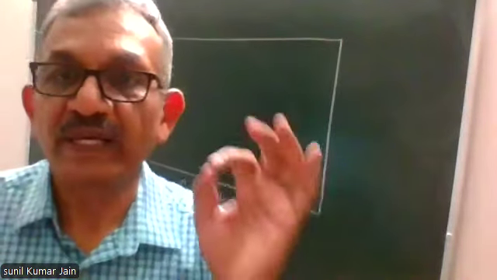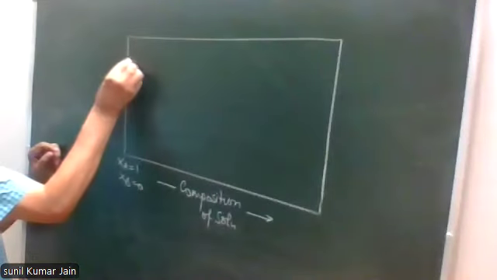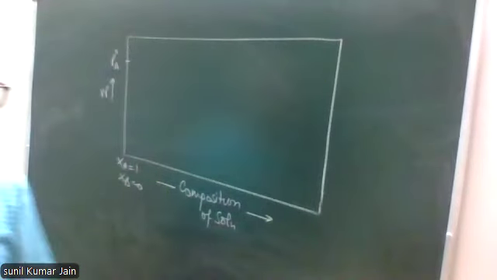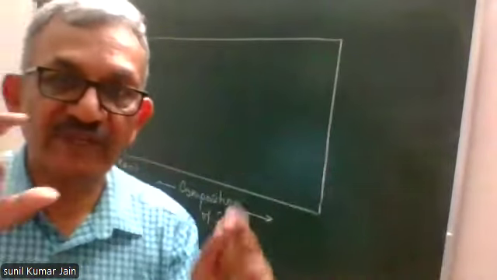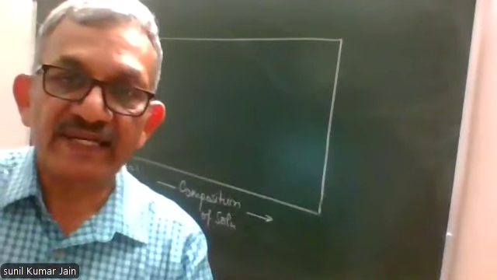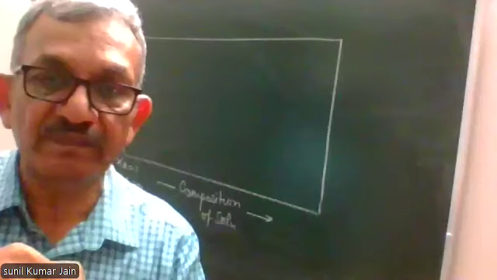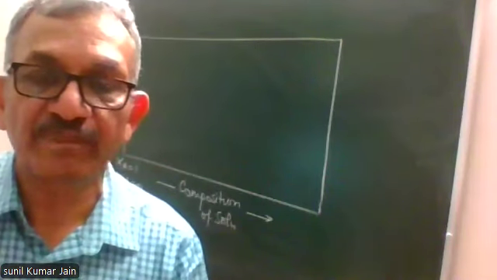Since it is pure A, there's no B, and vapor pressure will be P naught A. So this is, let us say, P naught A. Now, the vessel is very large and I've taken a very small quantity of A. To this pure A, I add some liquid B. I add more and more quantity of B.